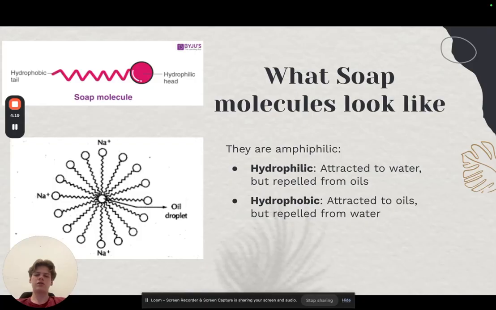Soap molecules are amphiphilic, meaning they have two different sides, each having different chemical properties. One end is hydrophilic, which means it is attracted to water because it is polar. The other end is hydrophobic, which means it avoids water and is attracted to oils because it is nonpolar. This dual structure allows soap to interact with both water and oil at the same time, which explains how soap makes it easier to clean.